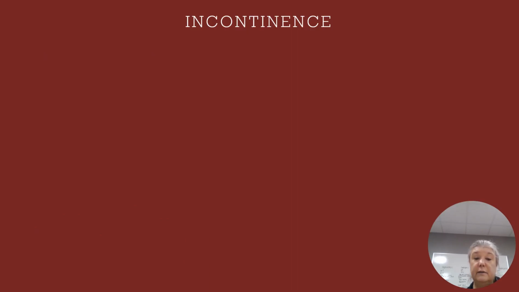Urinary incontinence. So urinary incontinence is defined as the involuntary or uncontrolled loss of urine in any amount. Types of incontinence include stress incontinence, urge incontinence. It can be a combination of both. Overflow, reflux, and functional incontinence. Be familiar with those.